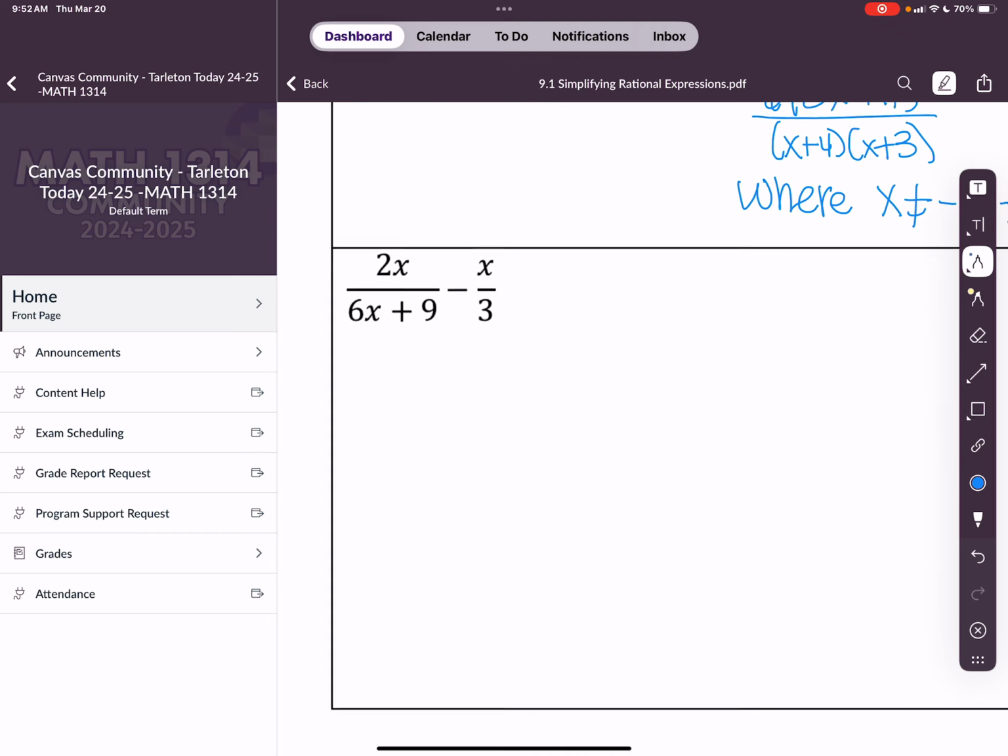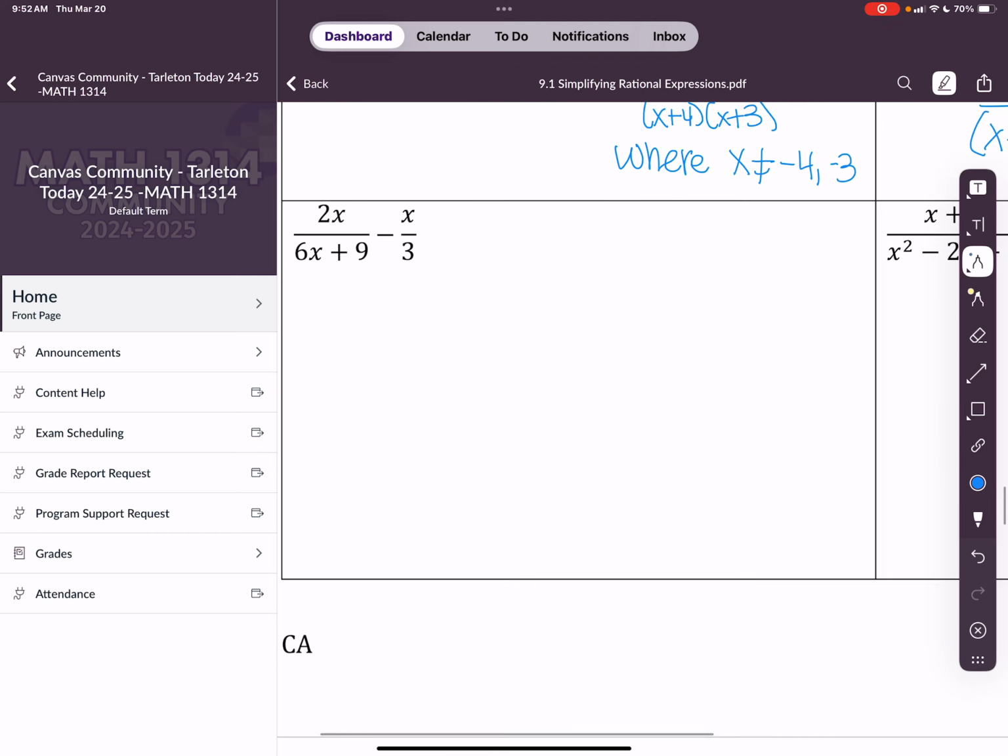All right, so on the last one, or next to last one, sorry. So one thing that we can do, I have a 3, and I see that 6 and 9 can both be divisible by 3. So I'm going to factor this to 3 times 2x plus 3. And the reason I'm going to factor that is because now all I need to do to have this fraction have a common denominator is multiply by 2x plus 3. So our least common denominator is going to be 3 times 2x plus 3.